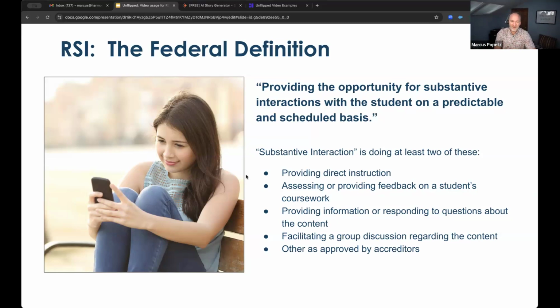And there is another one of "other as approved by accreditors." That's just a fancy way of saying, if you're doing something cool, go do it. That's awesome. They're not going to penalize you for doing something cool. So don't worry too much about it. That's how I read it anyway.